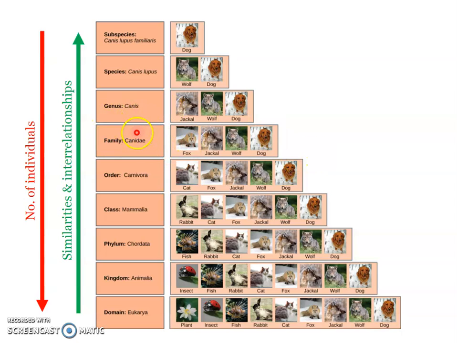The family Canidae is further divided into smaller groups, genera. Among them, the jackal, wolf, and dog have been put into a single genus, that is Canis. And further downward, you can see the genus Canis has different species. Among them, one is Canis lupus. Canis lupus includes two groups, the wolf and the dog, and among them there are different subspecies. Canis lupus familiaris includes all the dogs. I hope it is clear.